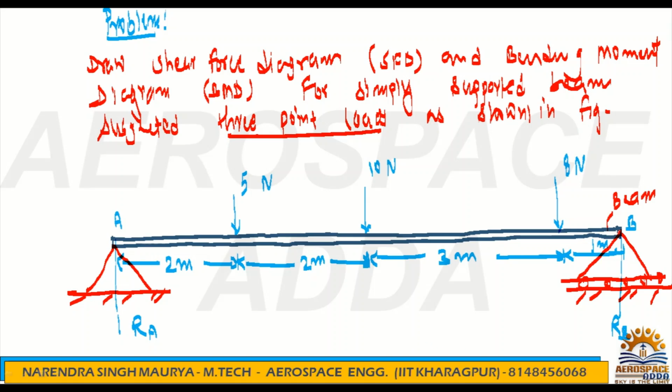This is the support. So support always gives the reaction forces to the beam. Then only it is stable, like we are standing on the surface of Earth. So why are we standing? Because Earth is giving the reaction force to us.